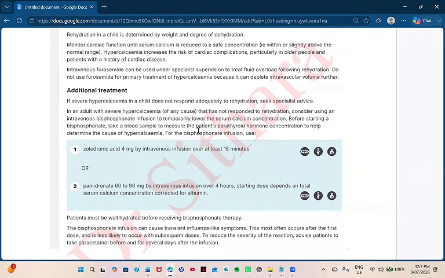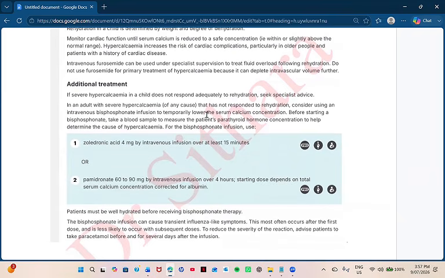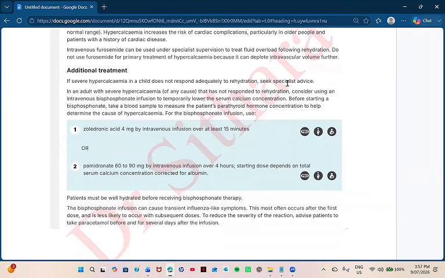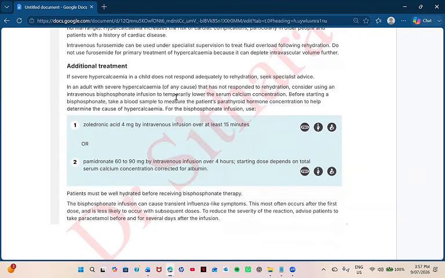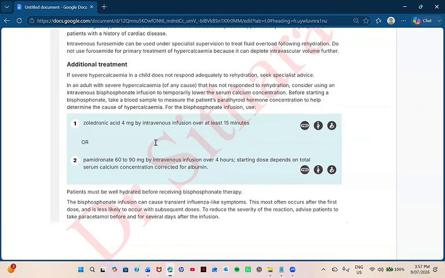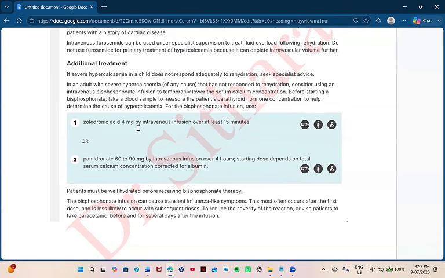In severe hypercalcemia, if the child does not respond to adequate rehydration, you have to go with specialist advice. For adults, if severe hypercalcemia has not responded to the initial rehydration, you can use intravenous bisphosphonate infusion to temporarily lower the serum calcium concentration. Before starting the bisphosphonate, take a blood sample to measure the patient's parathyroid hormone concentration to help determine the cause of hypercalcemia, right? Because only then can you get an idea whether it is parathyroid dependent or independent, right?